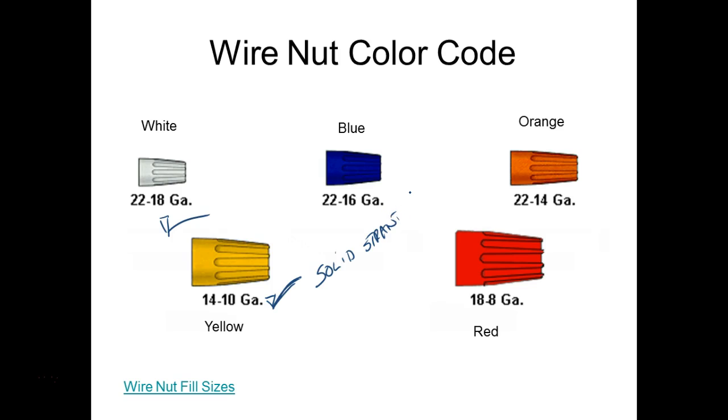Usually for stranded, we use some type of compression. I have seen people use wire nuts on stranded, but these are predominantly used for a solid conductor. So these are wire nut sizes. I'm just going to clip on the link. And like I said, this is also available on our own Blackboard site, and I'll show you where it's at in a second.